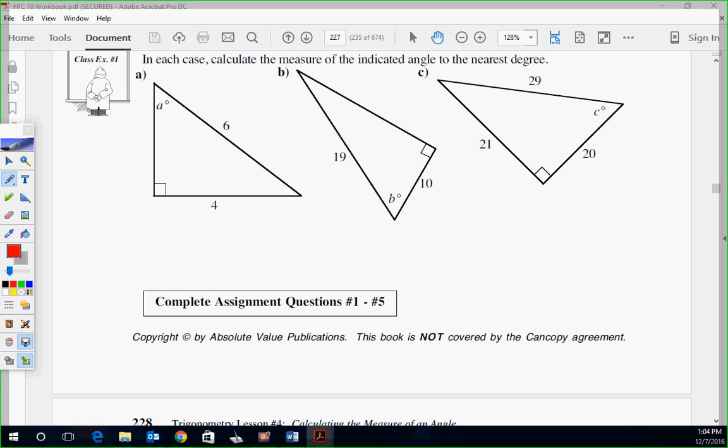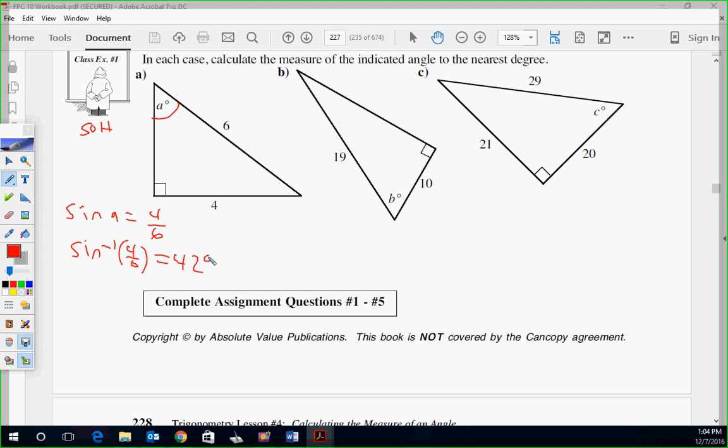Okay, so if we do this, here we are. Yep, we're opposite over hypotenuse, so sine A equals 4 over 6. So all you're doing is inverse sine of 4 over 6. What is it? 42. Okay.